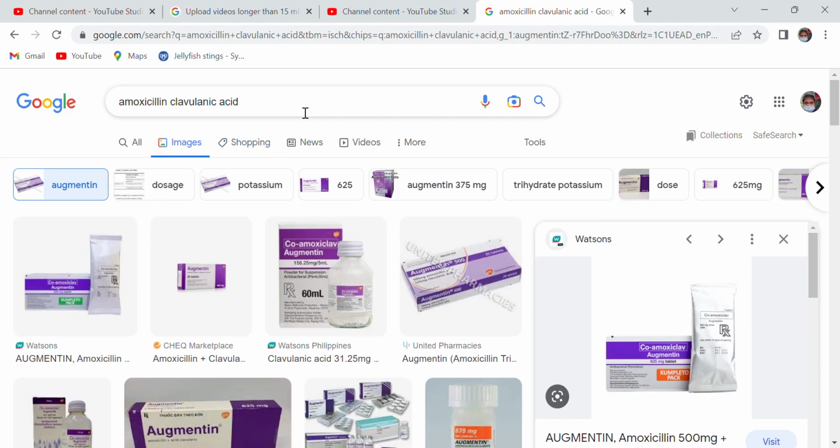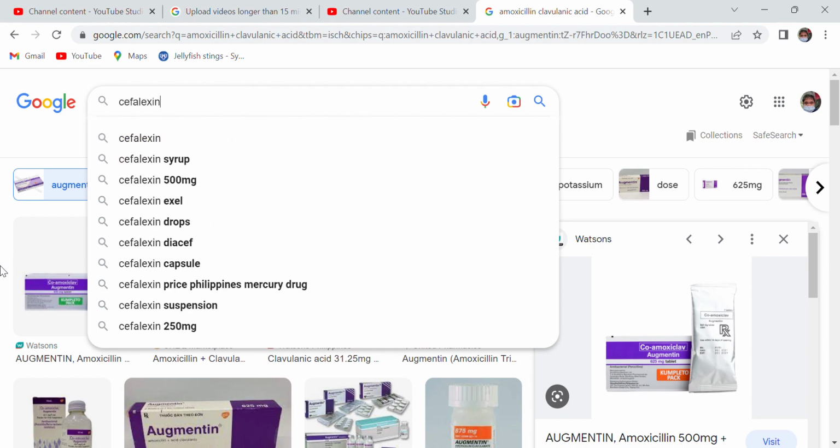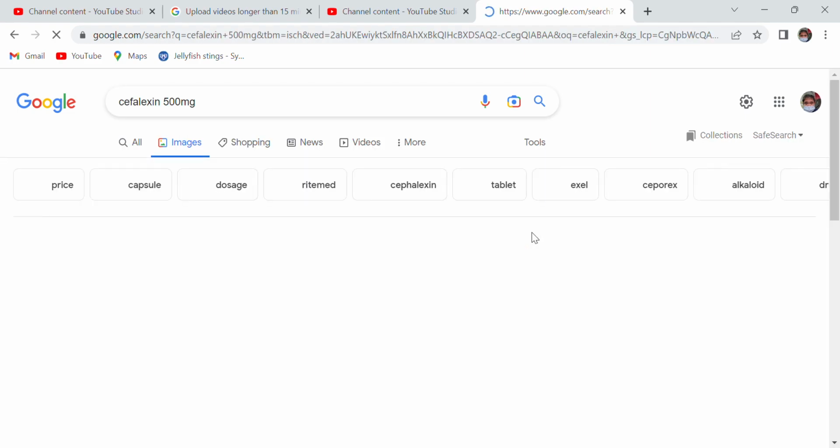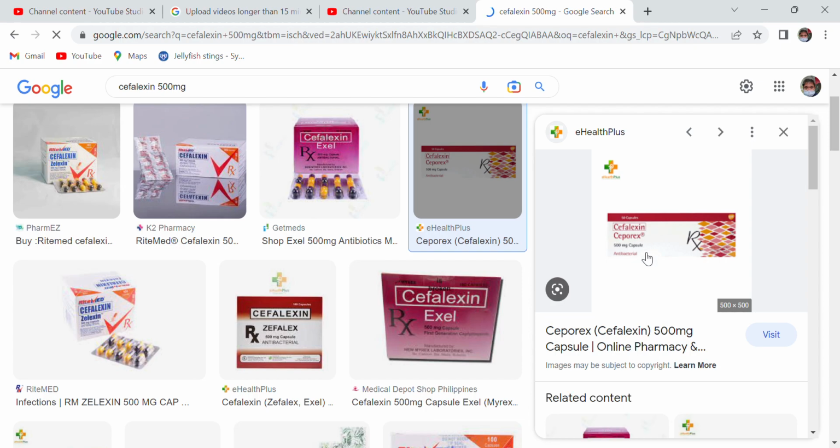But some of the doctors will just give amoxicillin or a cephalosporin like cephalexin. When you have cephalexin 500 milligrams, it is 3 times a day. Usually the doctor will prescribe it as 3 times a day for 7 days.